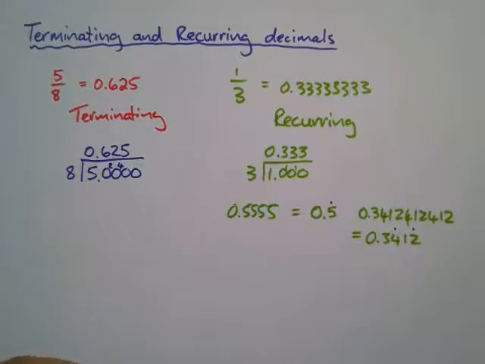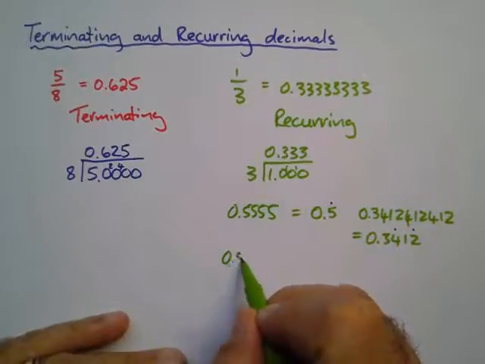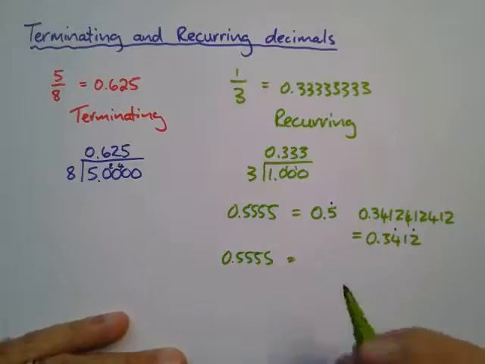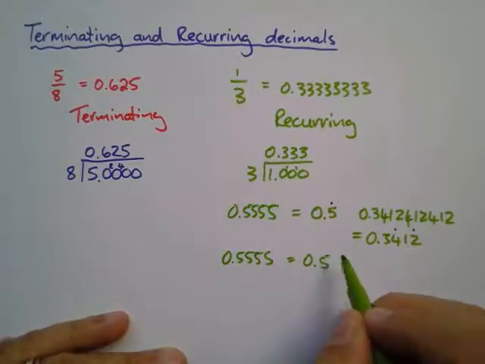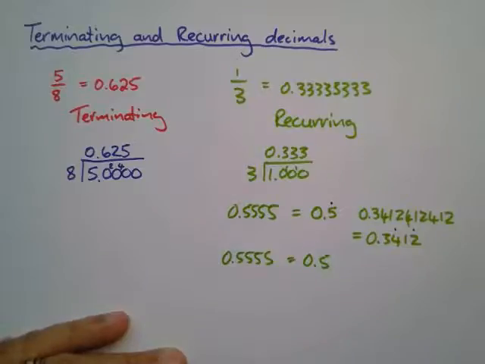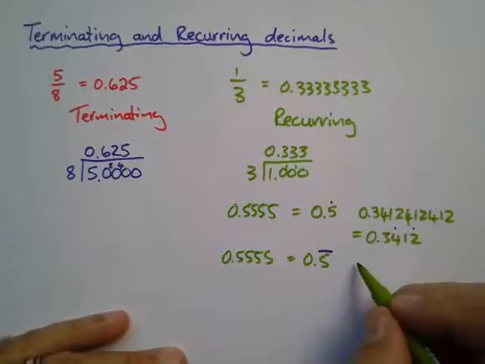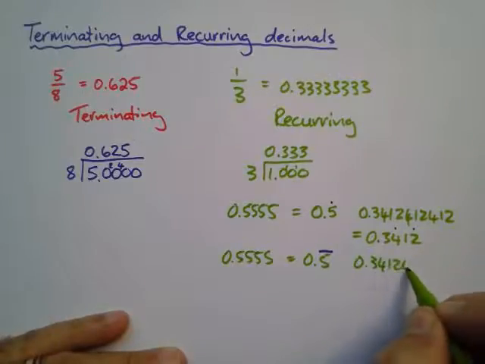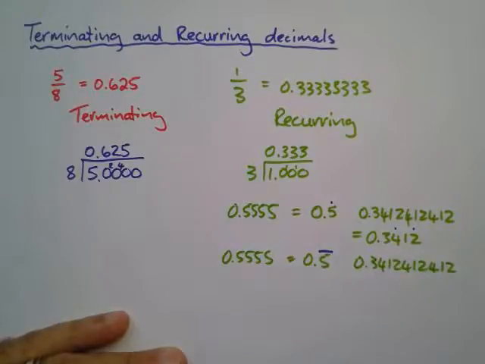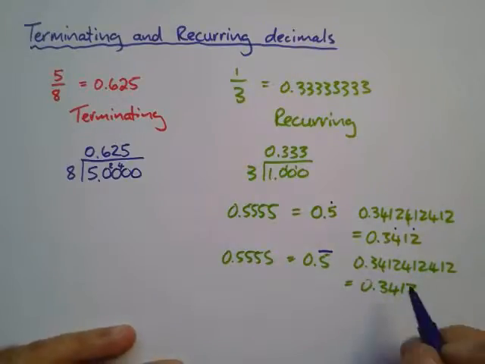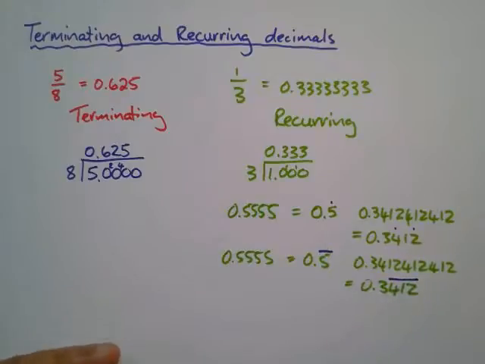The other way of doing exactly the same thing, so if I have 0.5555, instead of a dot, we can use a line. We can say this is 0.5, and to show that it's recurring, you put a line over the 5, only over the 5. And if it's 0.3412412, you say that is 0.3, and you write the first sequence down with a line over it, and we say this part repeats. So any one of those two is good to go.